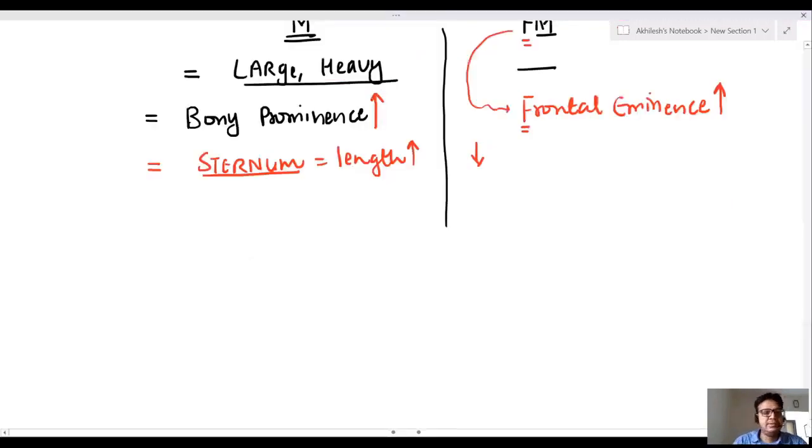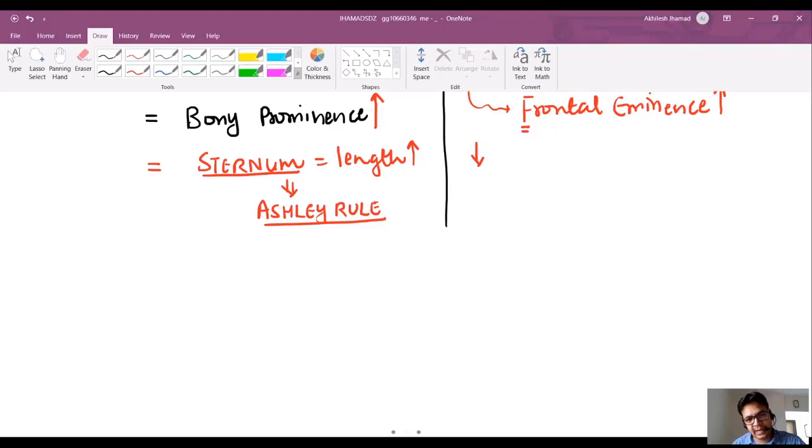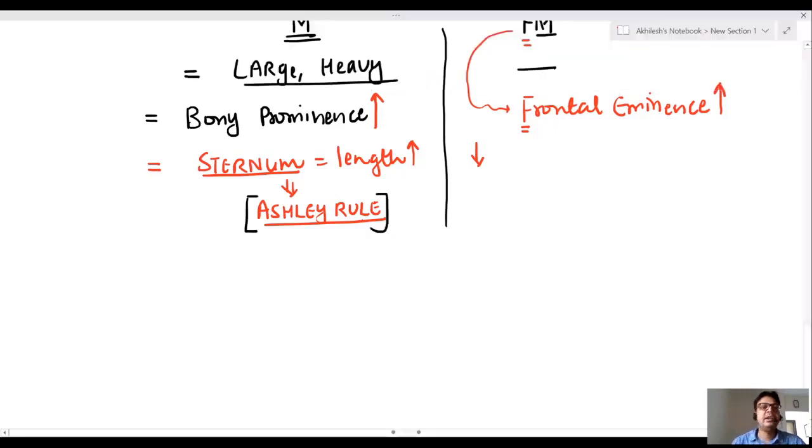Sternum length is more in male, less in female. And Dr. Saab, this is a very important MCQ. This is known as Ashley rule. So sometimes you can get a question, sir: Ashley rule is related with which bone? The answer will be sternum. Sternum length is more in male, and sternum length is less in female.